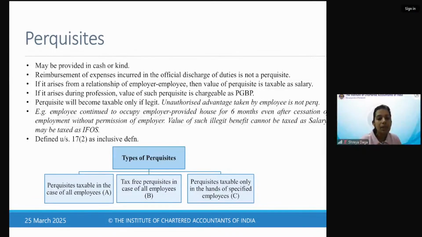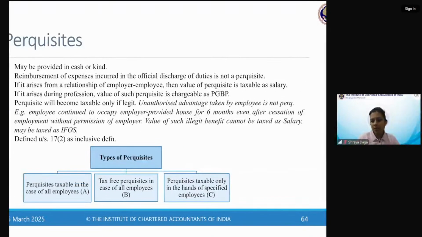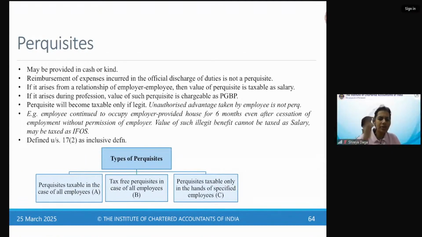Perquisite will become taxable only if legit. What do I mean by that? Suppose Mr. X was employed with X Limited, and was given a house property in which he stays. Then Mr. X left employment and joined Y Limited. Now he was given the house by X Limited because he was an employee of X Limited. When he has gone and joined Y Limited, X Limited does not have any obligation to give him a house. For some reason, suppose he continued to enjoy that property. He moved to Y Limited, but he did not vacate the house given by X Limited.